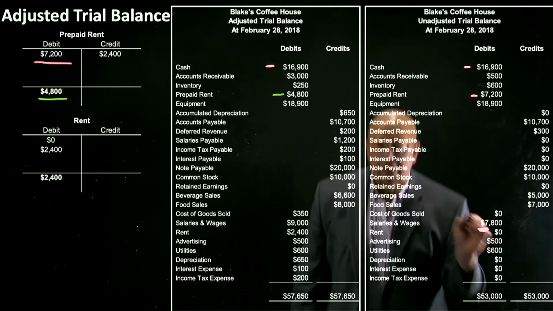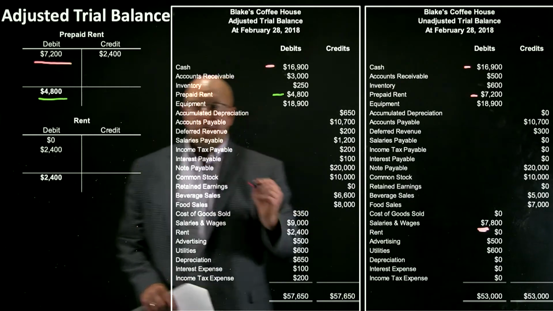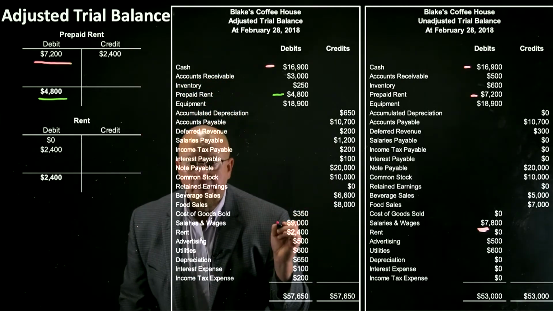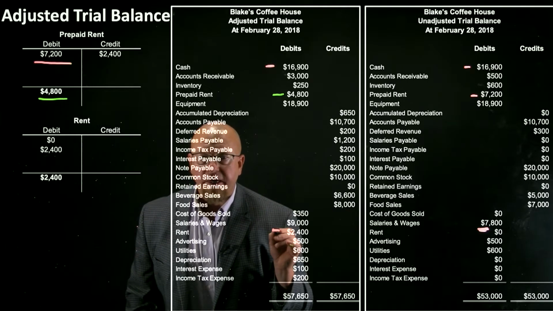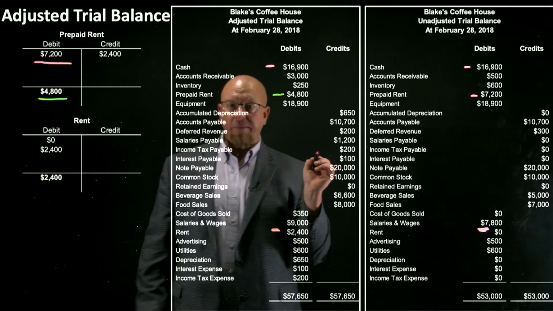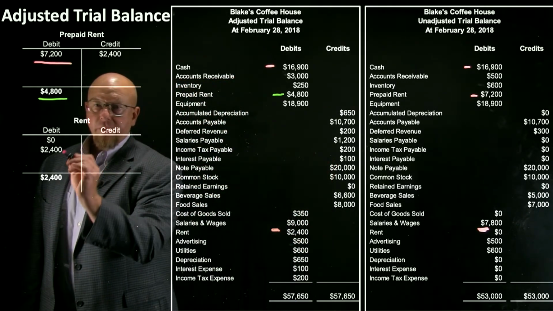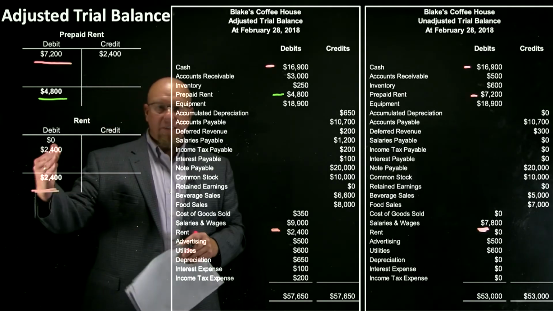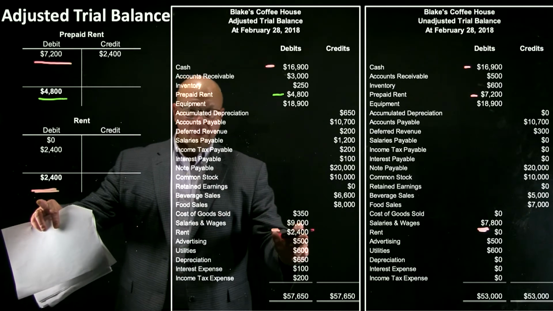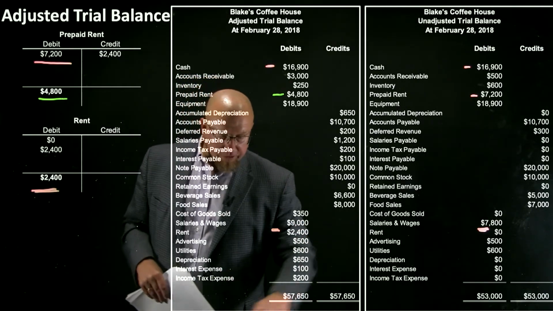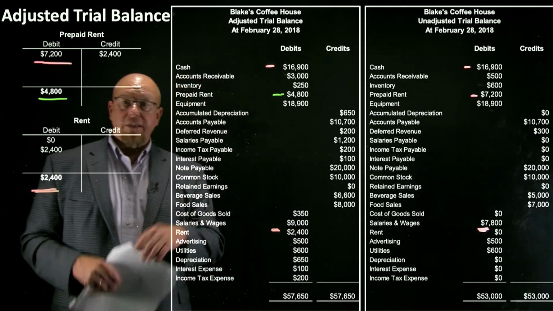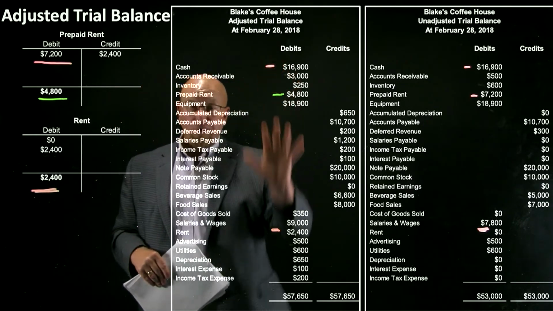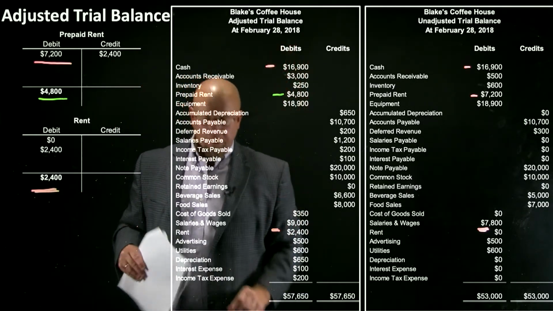Similarly, rent expense in the unadjusted trial balance was zero. We know that's not accurate. It costs something to occupy space. We needed to turn that rent expense into an amount that reflects the cost of occupying that space for the period. And you can see that the ending balance for the rent expense account is $2,400, as we see right here. So all we're doing is taking the T accounts and their final balances at the end of that period, transferring them over here. This is our adjusted trial balance.